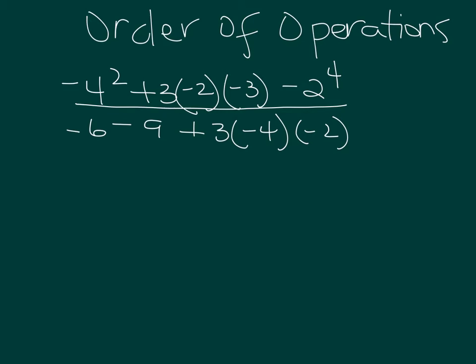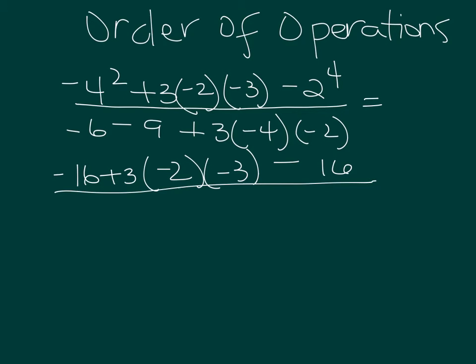Okay, I'm going to try to do a step on the bottom and a step on the top at the same time. So I'm going to do all my exponents on top first. So that negative 4 squared, notice the negative 4 is not in parentheses. So that's 4 squared, and then I still have a negative to put on it. So on top, I have negative 16 plus 3 times negative 2 times negative 3 minus 2 to the 4th is 16. On the bottom, I don't have any exponents, so I'm going to do that first multiplication problem. So negative 6 minus 9 plus negative 12 times negative 2.